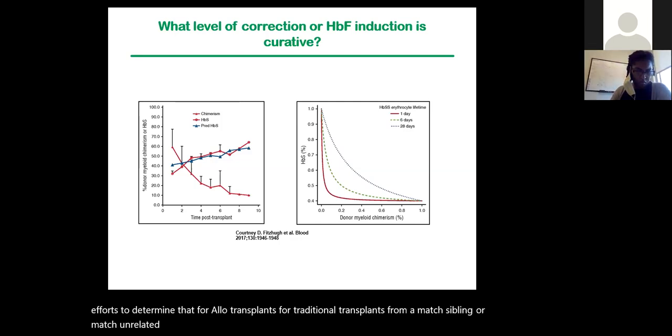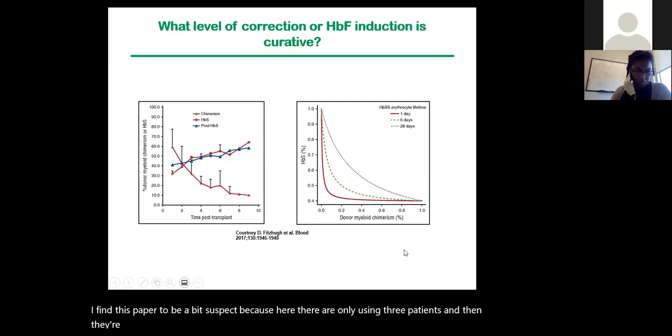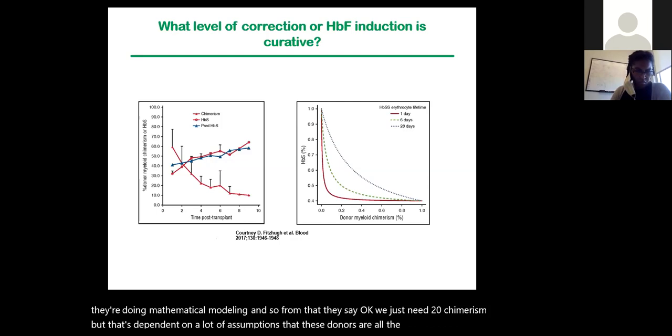But I find this paper to be a bit suspect because here they're only using 3 patients and then they're doing mathematical modeling. And from that they say, okay, we just need 20% chimerism. But that's dependent on a lot of assumptions. That these donors are all the same, and we know that the recipients are all the same.